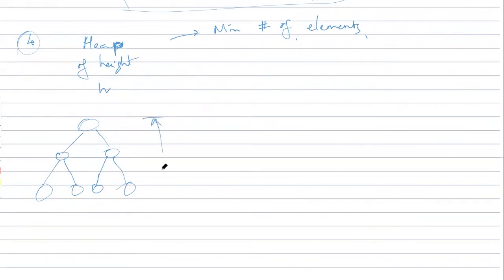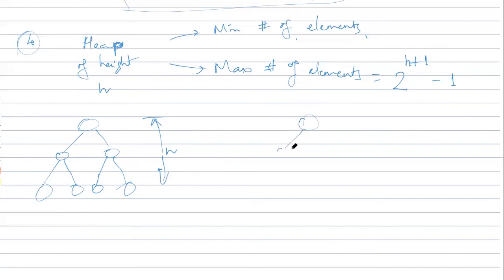So this is our height h. This is actually showing the maximum possible number, right? The max is when it's filling up the whole height with all the nodes, so it's a complete binary tree. We know that if its height is h, the total number of nodes for a complete binary tree, we have done that analysis, is 2 to the power h plus 1 minus 1. But that's the maximum. That's easy.